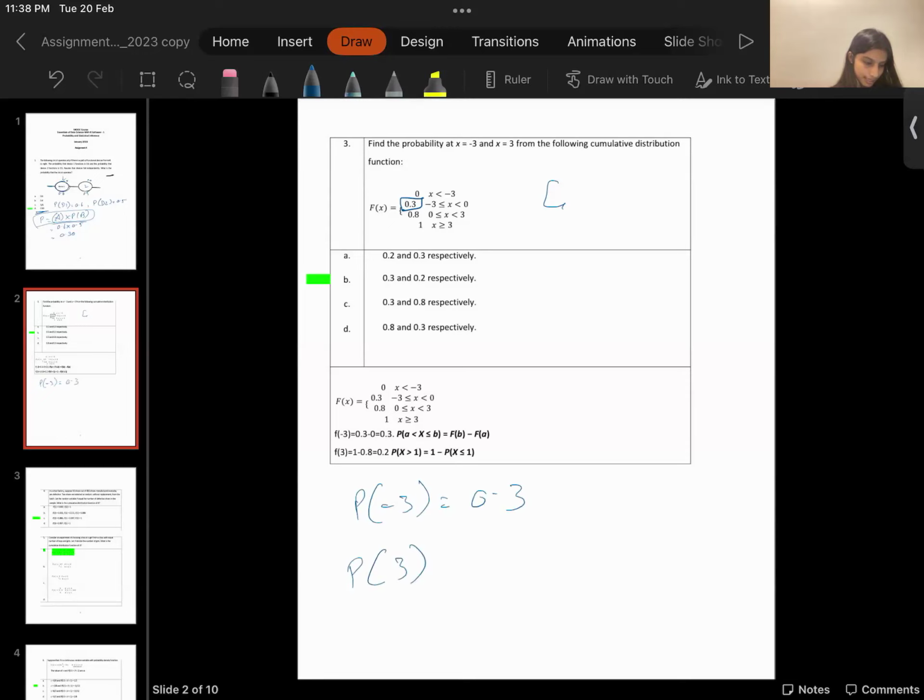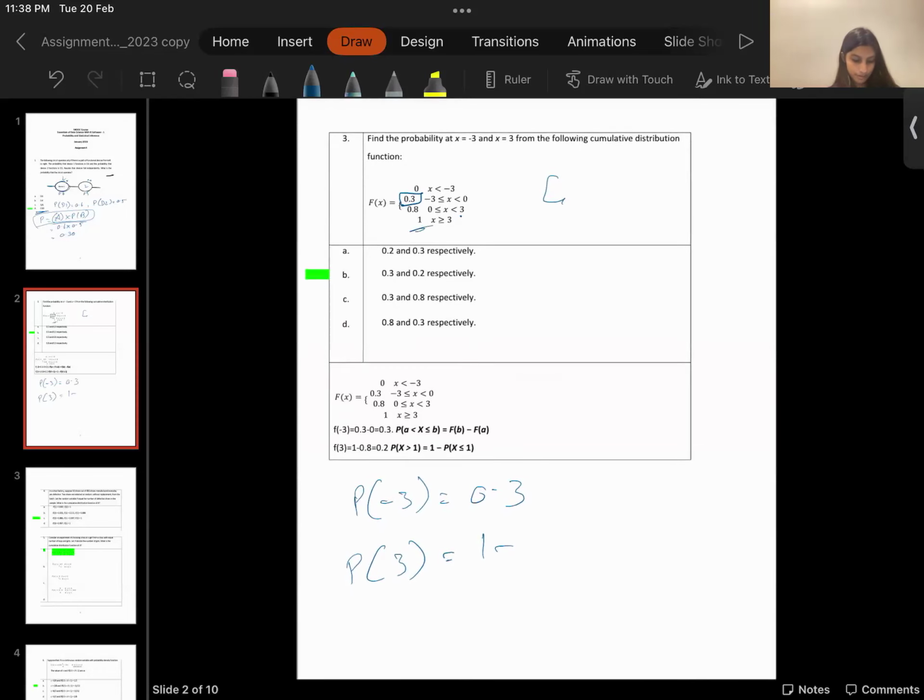And now your probability at x is equal to 3, 3 here, there's nothing at 3. So you want to calculate this. So you do 1 minus probability of x greater than or equal to 3, which is 1 minus probability of x less than 3, 0.8. So you get 0.2. So this is your answer to this question.